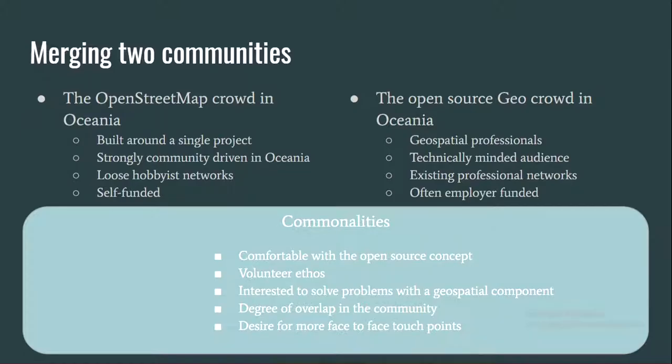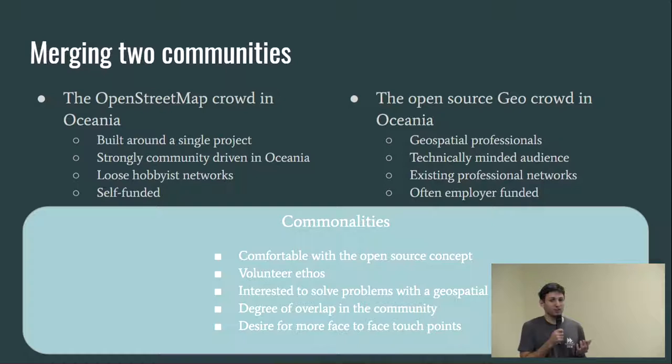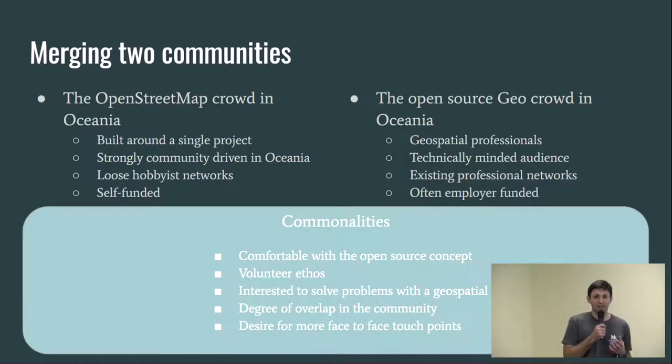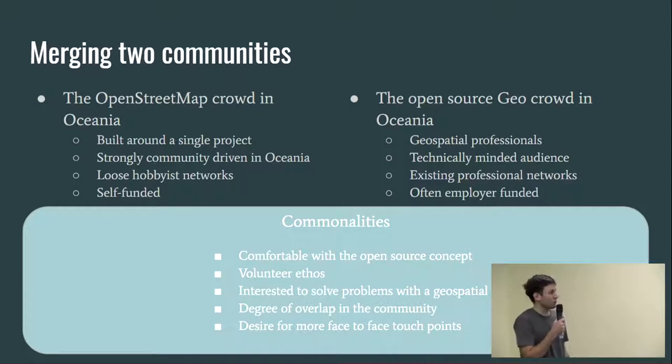All right, so one thing that we had to get through to create an entity and also to run a conference was to work out whether it was a good idea to merge two communities. So we had the OpenStreetMap community that is generally involved with State of the Map as far as conferences are concerned, and then we had the FOSS4G community, I guess the OSGeo community more broadly. So I want to talk about some of the differences of those two communities and then some of the commonalities that made it a good idea to merge them.